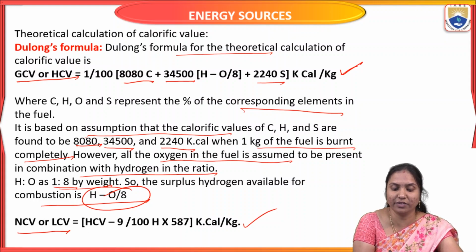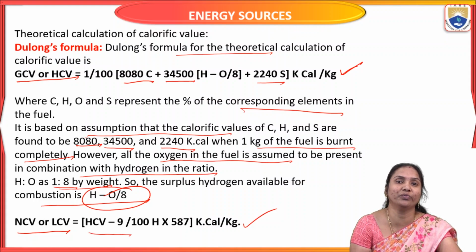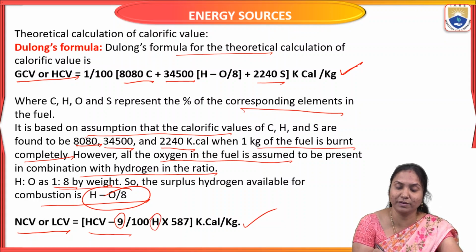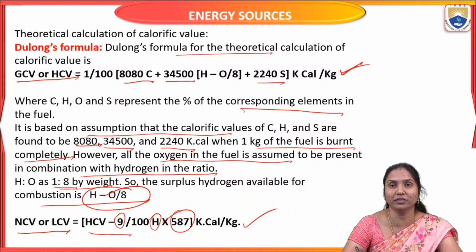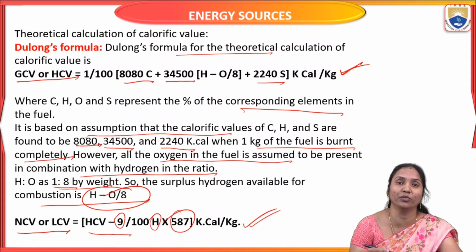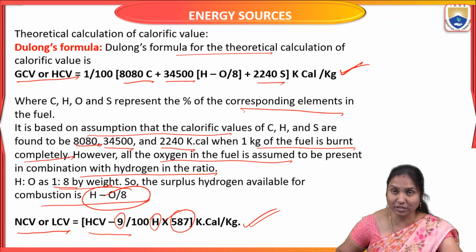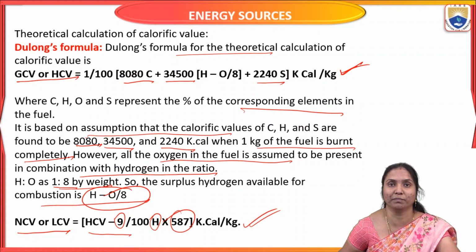So how can we calculate the lower calorific value or net calorific value? It equals HCV minus 9 by 100 H into 587 kilocalorie per kg. Here H means the percentage of hydrogen present in fuel, and 587 is the latent heat of vaporization of water evolved in this process, in kilocalories per kg. By using these two formulas, we can calculate the high calorific value and low calorific value of the fuel. These two are very important for numerical calculations.